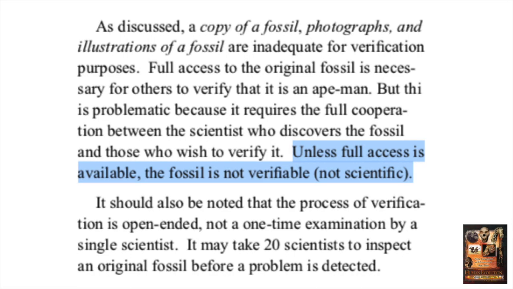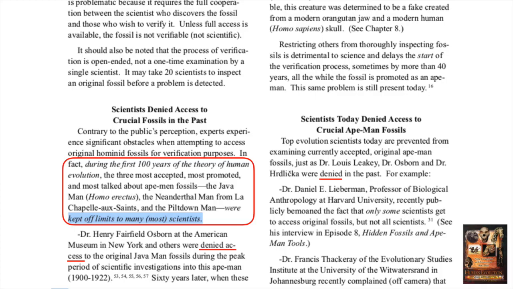And unless full access is available, the fossil is not verifiable. Therefore, it's not scientific. So every one of those ape-man fossils, if we can't get our hands on them, they're not scientific. During the first 100 years of the theory of human evolution, the three most accepted and most promoted ape-man fossils, the Java man, Neanderthal man, and also Piltdown man, were kept off limits to many or most scientists, and they were all frauds. And so they really wanted to push something so people can believe it.